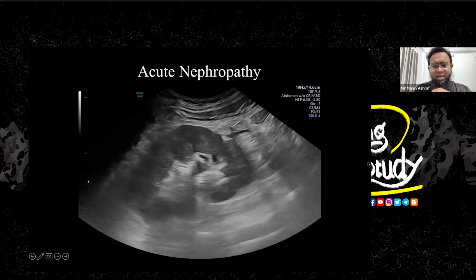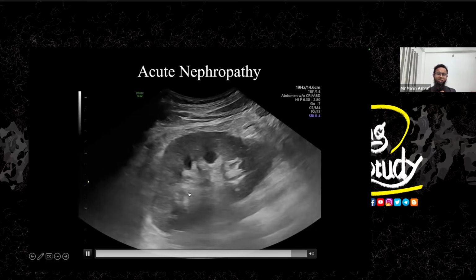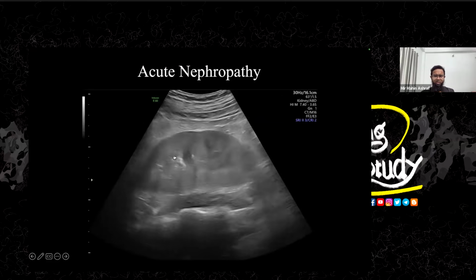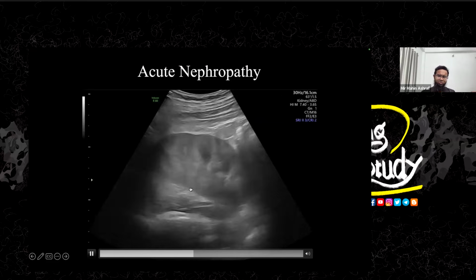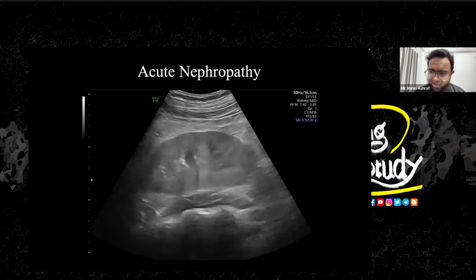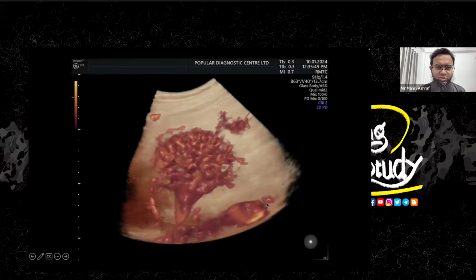Like here is an acute nephropathy patient with a swollen echogenic kidney with some perirenal collection also. So this is the left kidney of this patient, which is also echogenic. No, I'm not detecting acute nephropathy with 3D or color Doppler. But here we have put color Doppler, power Doppler, and we put 3D also. So the picture came like this. I have shown this picture to you.